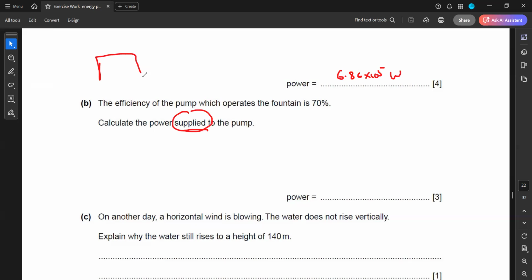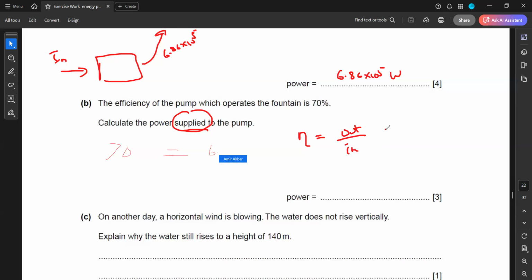There's a pump. The pump is used to push the water up. The water has the power which is output, 6.86 into 10 power 5. We need the input one. How much energy is supplied to the pump? So the formula for efficiency is useful output divided by total input into 100.